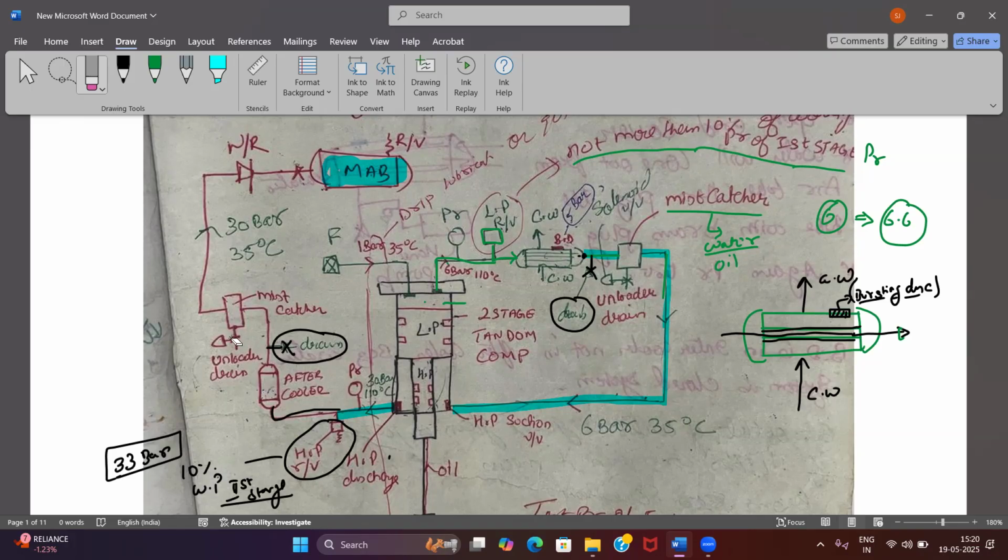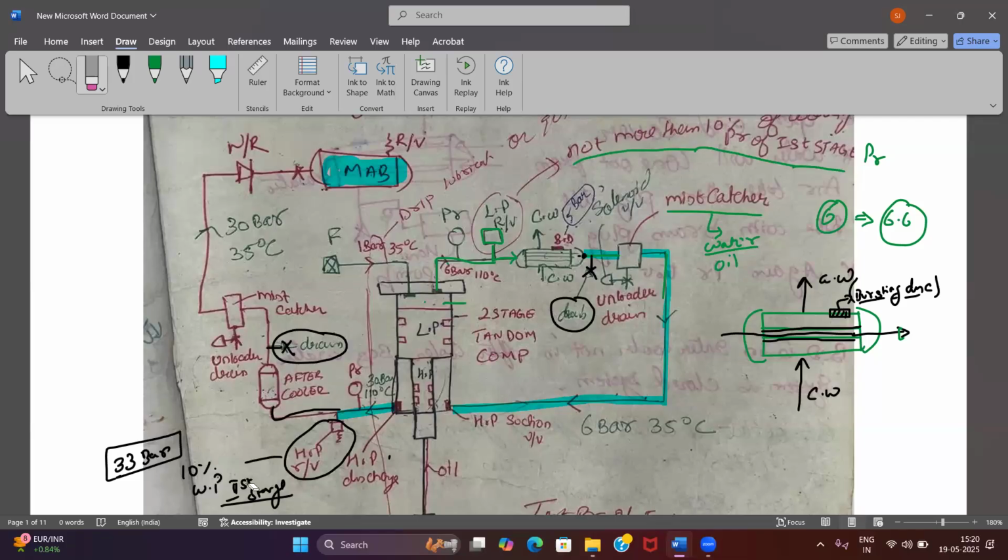So the mist catcher or your after cooler, what they are doing is they are improving the quality of the air. Also, when you cool down the air, you will drain out the water. So what will happen? The density of air will increase. The molecules will be much closer to each other, and because of it, I can store much more air in my air bottle. Agreed? Yes, sir. Okay. So this is the main function of your after cooler.